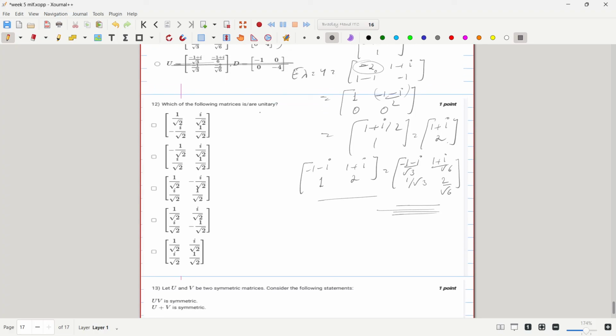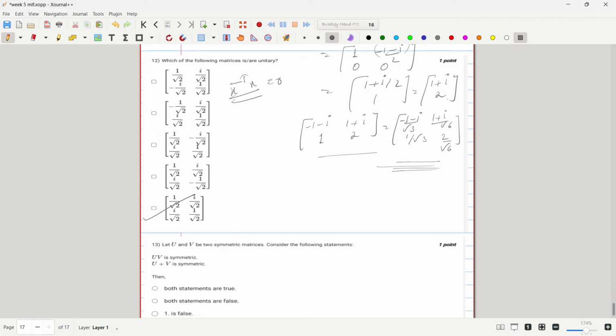Then, which of the following matrices are unitary? Again, for a matrix to be unitary, the columns of the matrix must be pairwise orthogonal, or you can say orthonormal. Again, you have to do the same: x conjugate transpose into x. This should be equal to 1 for a unitary matrix, and the answer will be option E.